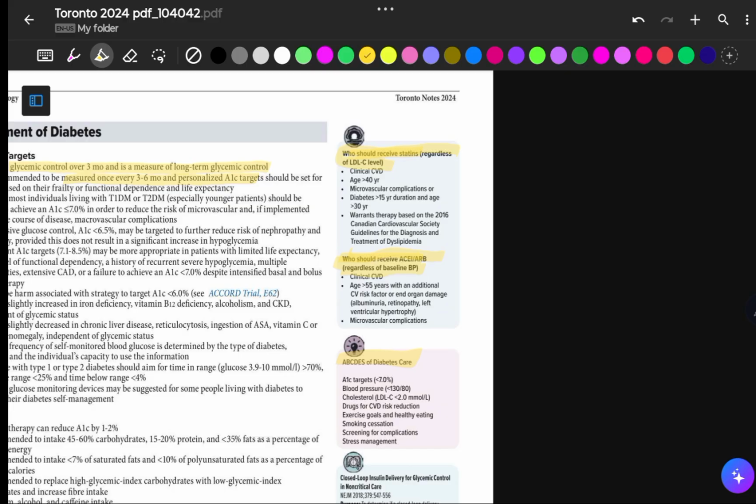All right. So who should receive ACE inhibitors or ARBs regardless of the baseline BP? If these patients have clinical signs of cardiovascular disease, are over 55 with an additional cardiovascular risk factor or end organ damage like albuminuria, retinopathy, left ventricular hypertrophy, or if they have microvascular complications, regardless of the BP, you start on ACE inhibitors or ARBs.